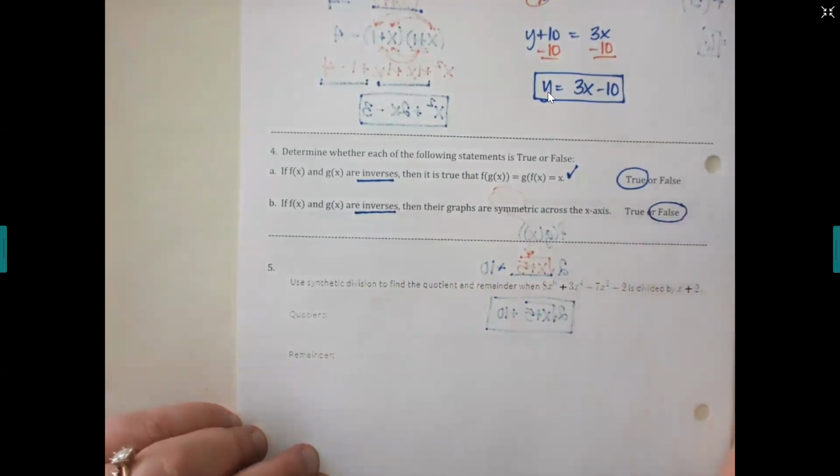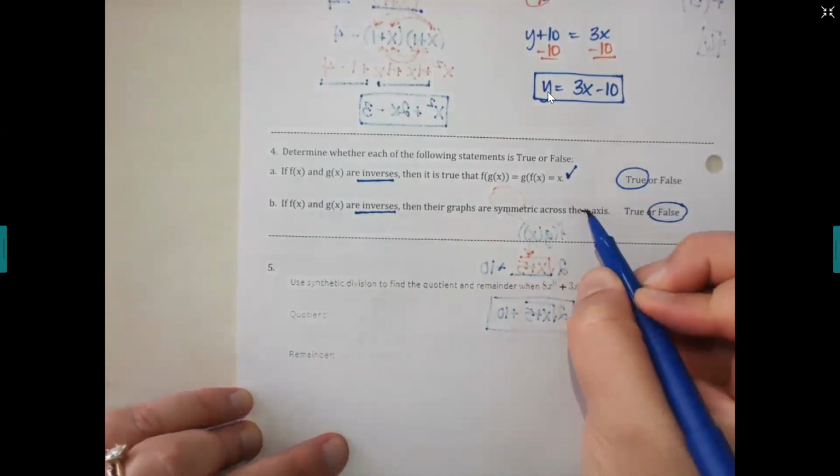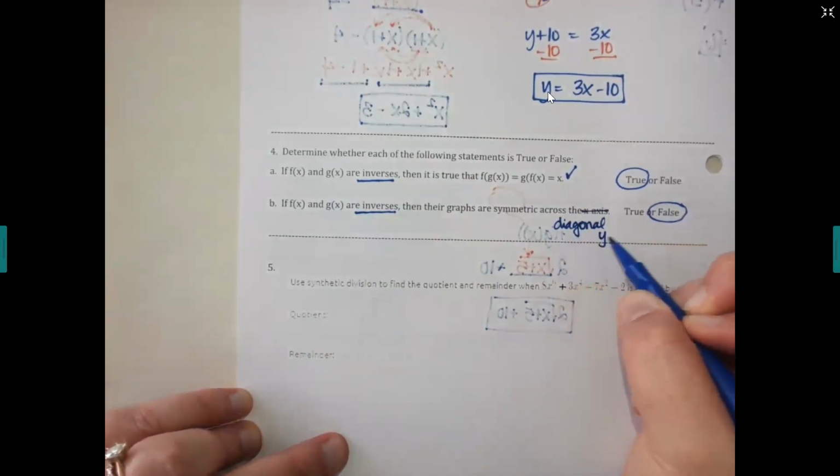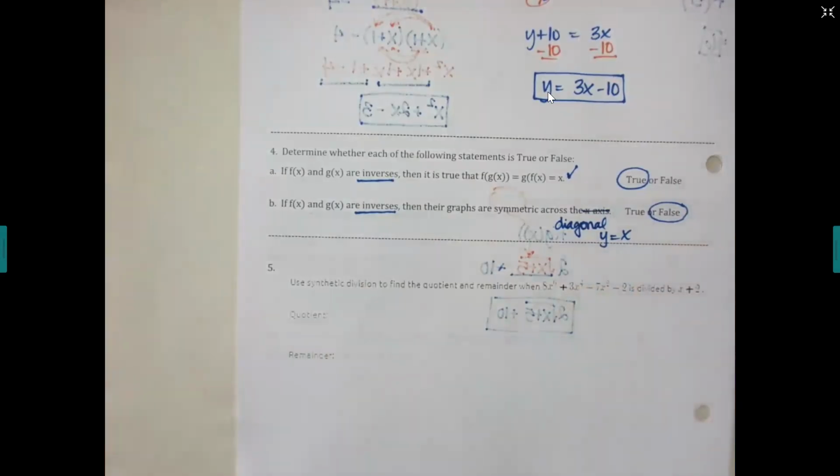Does anyone remember what's supposed to cut the graph and the inverse in half? It's not the x-axis, not the y-axis. It's the diagonal line, do you remember? So it shouldn't be the x-axis, it should be the diagonal line, y equals x. And if you remember, we would fold our paper along that diagonal and then you would see that the graphs would match up. That's how inverses are symmetric.